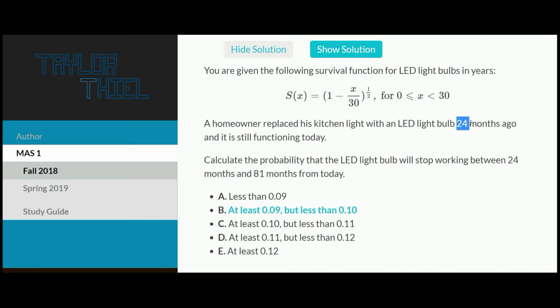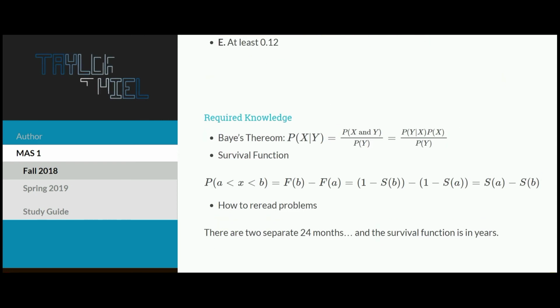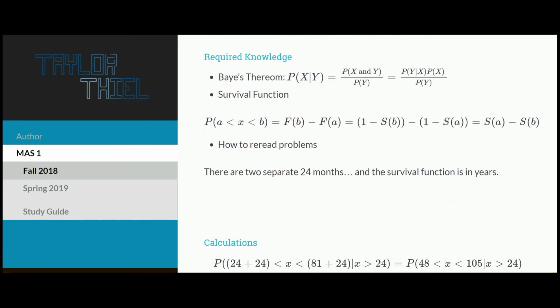The second mistake, I did not realize until I looked up the solution, which was that 24 months ago and 24 months correspond to two separate 24-month periods. You know that the LED light bulb lasted for 2 years, and then you want to know the probability of it dying another 24 months later. So that's not 2 years, that's at the 4-year mark. We're currently at year 2, and you want to know the probability that the light bulb dies between year 4 and year whatever this is. So I just want to call that out: it's good to read problems carefully.